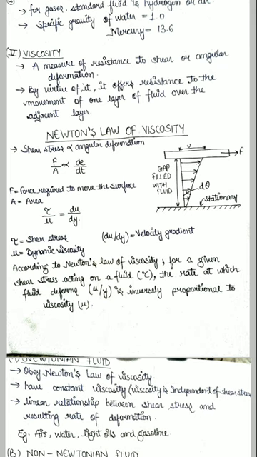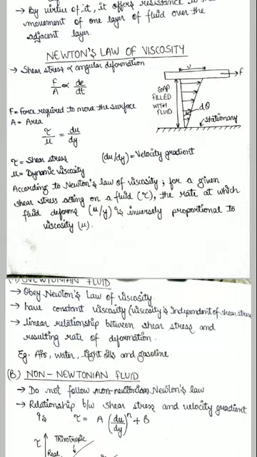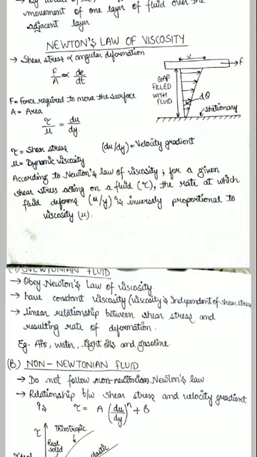Viscosity: it is a measure of resistance to shear or angular deformation. By virtue of it, a fluid offers resistance to the movement of one layer of fluid over the adjacent layer. Newton's law of viscosity: it shows shear stress is directly proportional to angular deformation. That is, F over A is directly proportional to dθ over dt, where F is the force required to move the surface and A is the area.